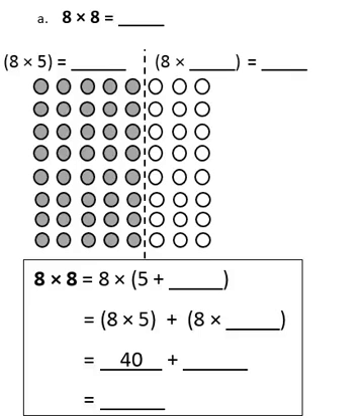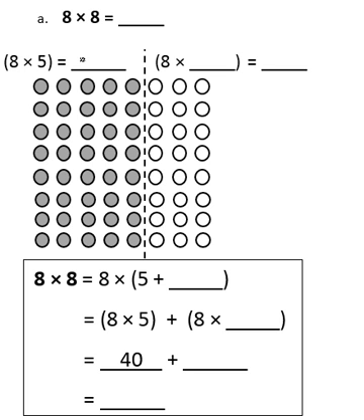This tutorial is for 3rd grade Module 3, Lesson 10. In this lesson, we're going to use arrays to help us find our 8 facts. You can see by the first problem that we're working on 8 times 8.